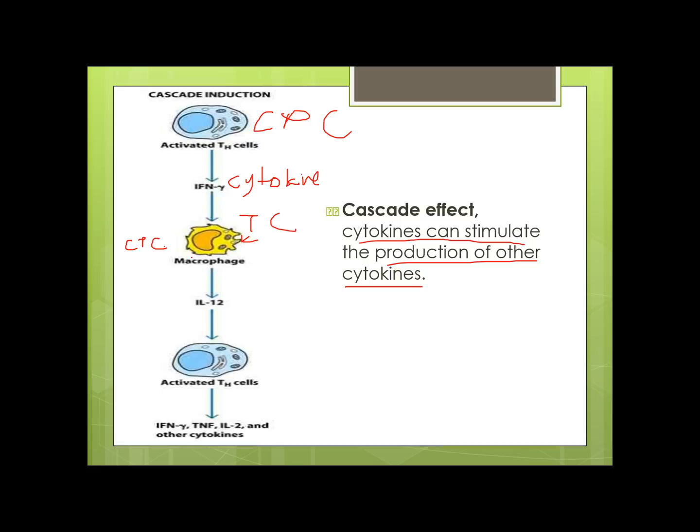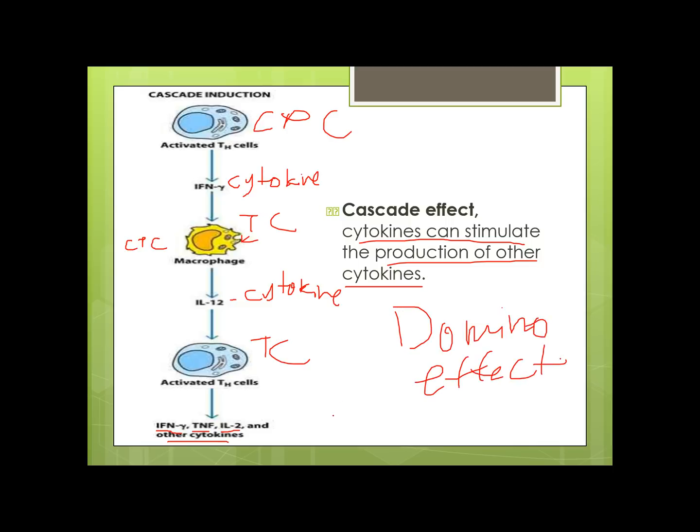Now, when this happens, when your interferon gamma cytokine targets your macrophage, it causes your macrophage to now become a cytokine producing cell, releasing now the cytokine interleukin 12. And interleukin 12 would have the target cell activated T helper, causing activated T helper also to secrete interferon gamma, tumor necrosis factor, interleukin 2, and other cytokines. So that is your cascade effect. Para siyang domino. The so-called domino effect, wherein one cytokine producing cell will cause the activation of another cell to produce cytokines. So that's the cascade effect, or for me, it's a domino effect.